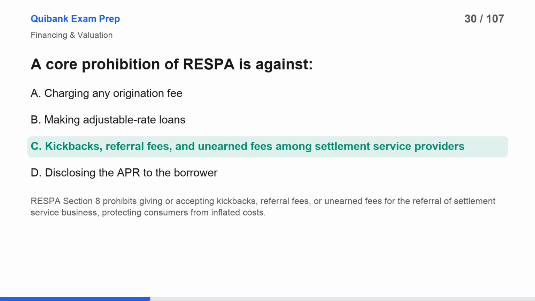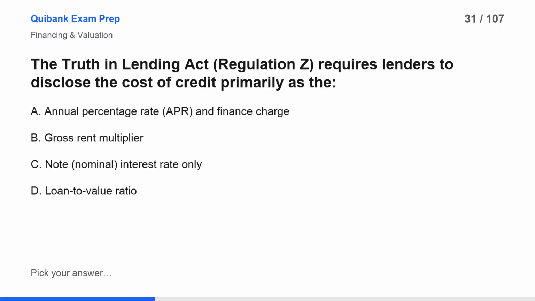RESPA Section 8 prohibits giving or accepting kickbacks, referral fees, or unearned fees for the referral of settlement service business, protecting consumers from inflated costs. Question 31. The Truth in Lending Act Regulation Z requires lenders to disclose the cost of credit primarily as the A. Annual percentage rate APRA and finance charge. B. Gross rent multiplier. C. Note nominal interest rate only. D. Loan-to-value ratio.